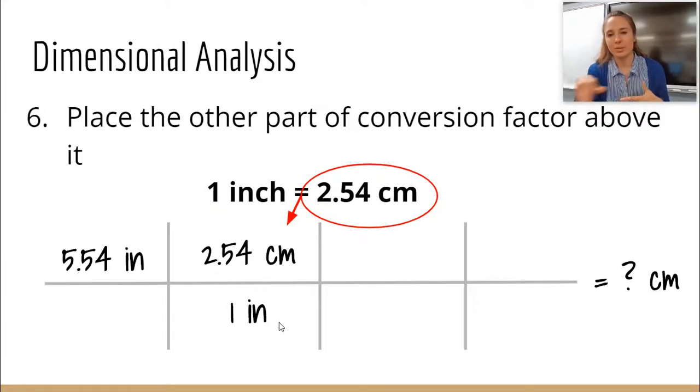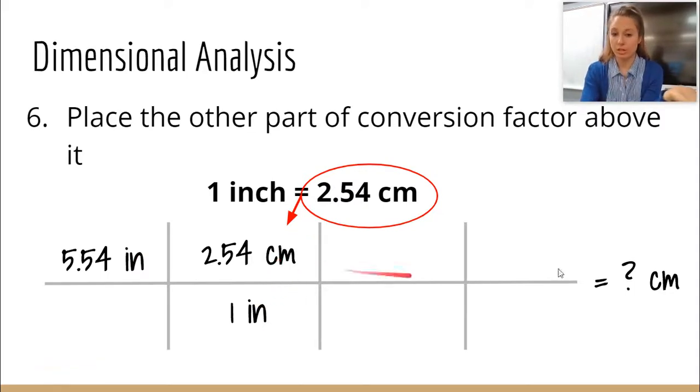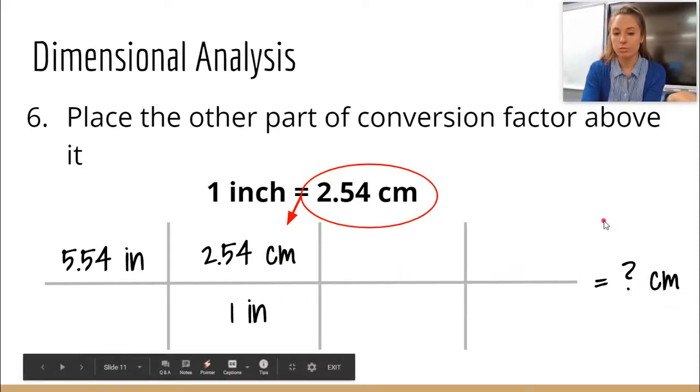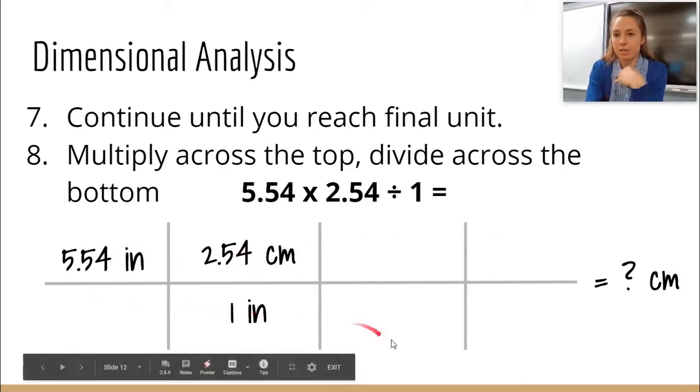And then you're going to put the other part of the conversion factor on top, because remember, that is going to be equal to 1. So we have the 2.54 centimeters above the 1 inch. Okay, so these 2 inches are going to cancel out, and we're going to be then left with centimeters, which is the unit that we wanted to go to, right? So if there were more, we'd have to go through more steps, but there aren't because we're already in the final unit that we want. So then the way that you would plug this into your calculator is you multiply across the top and you divide across the bottom.